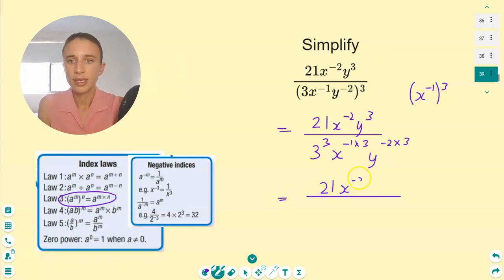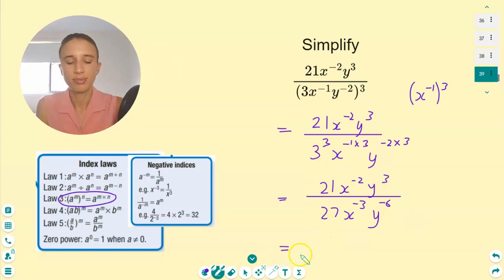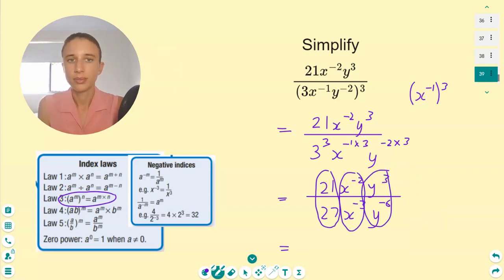21, x to the negative 2, y to the 3 stays the same. So 3 squared is 9 times 3 is 27 on the denominator. x, negative 1 times 3. Well, 3 times 1 is 3. Different signs means negative. 2 times 3 is 6. Different signs means negative. So we have simplified on the numerator and denominator. Now let's simplify across the thing. So I'm looking at it like this now.